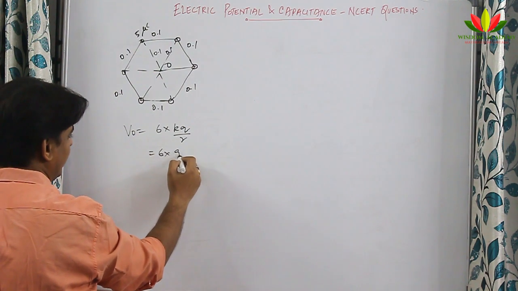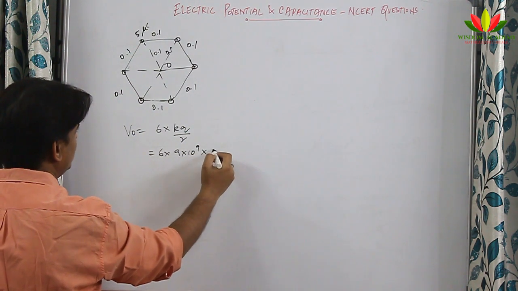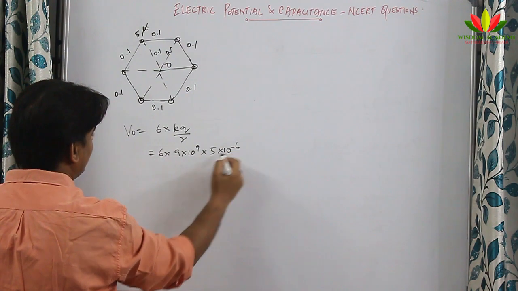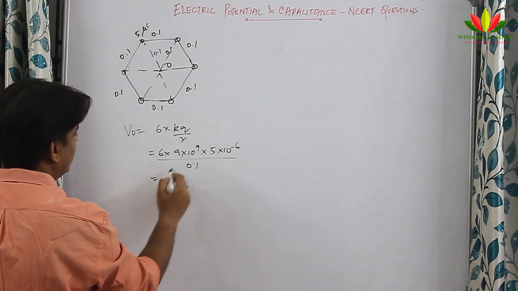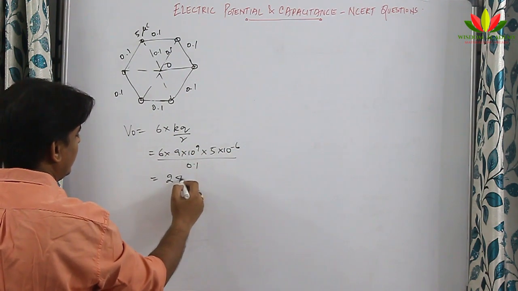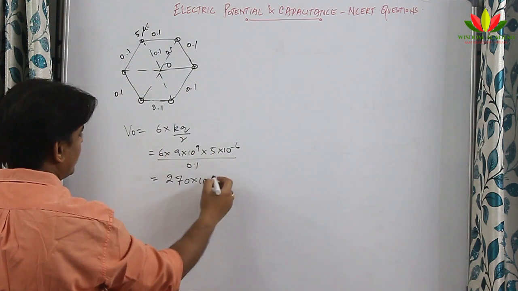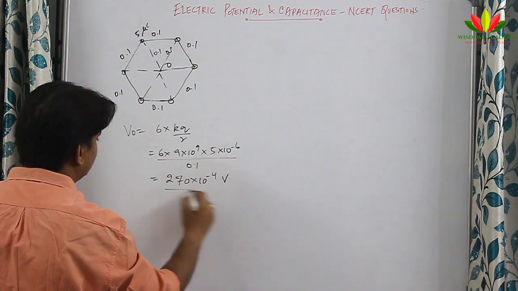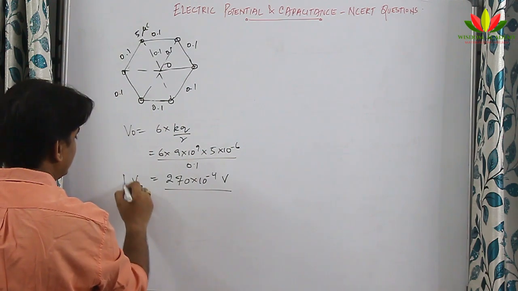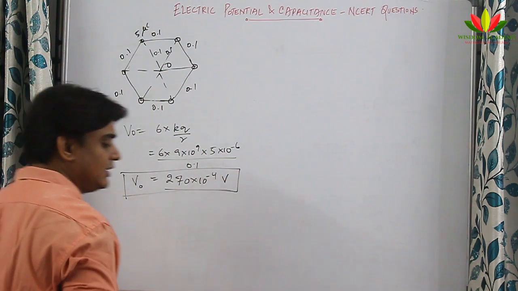So what is k? 9 to the power 9. What is q? 5 into 10 to the power minus 6. And what is r? 0.1. When you solve this, you get 3270 into 10 to the power minus 4 volt. This is the answer of V at O. Let us see the next question.